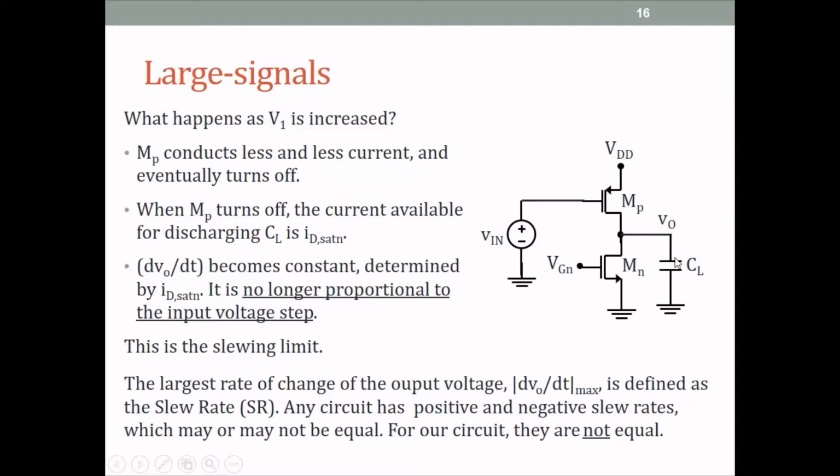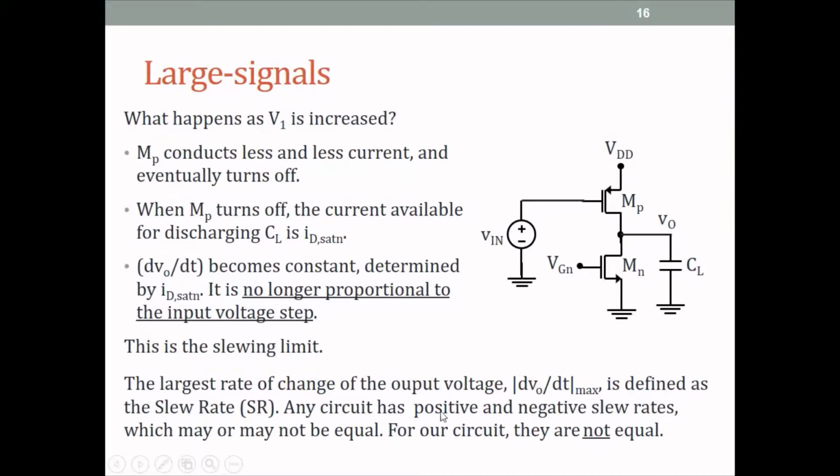This is the largest current that can exist in this circuit to discharge the capacitor, and this is called the slew rate. The slew rate is the largest possible dVO/dt for a given circuit. dVO/dt max is defined as the slew rate. For our circuit, the negative slew rate.